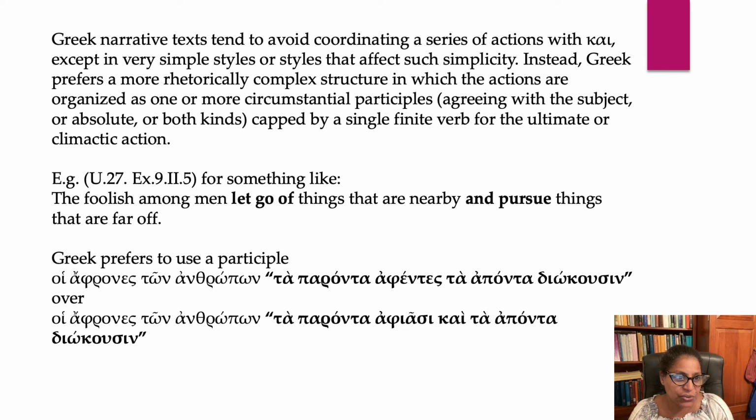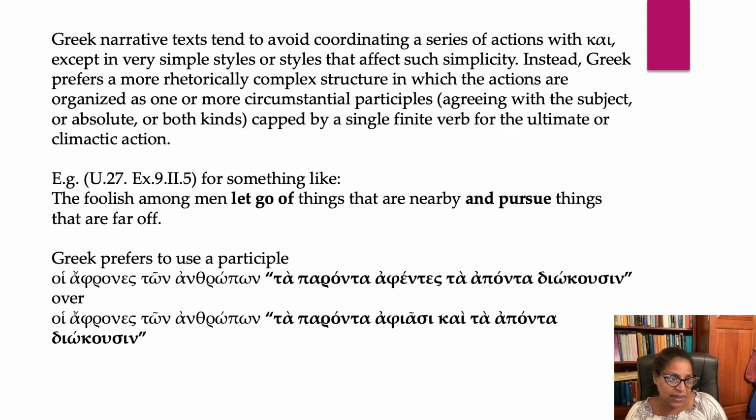Why it's important to develop idiomatic ways of translating Greek participles is because Greek narrative texts tend to avoid coordinated series of actions joined with kai, and prefer more rhetorically complex structures, especially using circumstantial participles. The tendency is to have a whole bunch of circumstantial participles leading up to a finite verb form that is the ultimate climactic action.